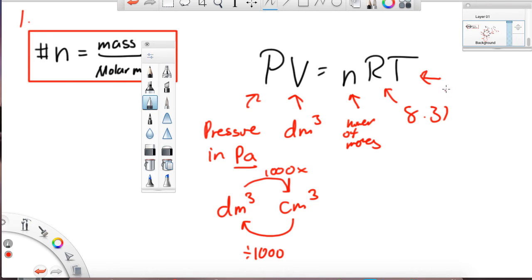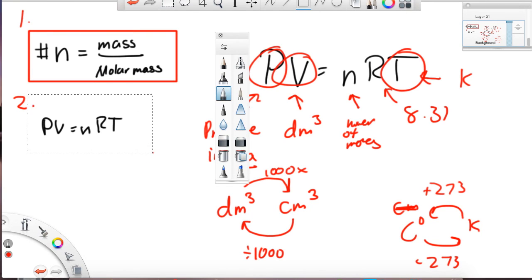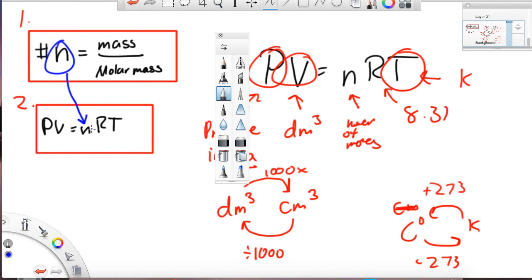And temperature, T for temperature, which is in Kelvin. Degrees Celsius, you need to remember how to convert back and forth from Celsius to Kelvin. If you want to go from Celsius to Kelvin, you add 273, and to go from Kelvin to Celsius you need to subtract 273. You could always substitute things, right? You can substitute n for this n over here.